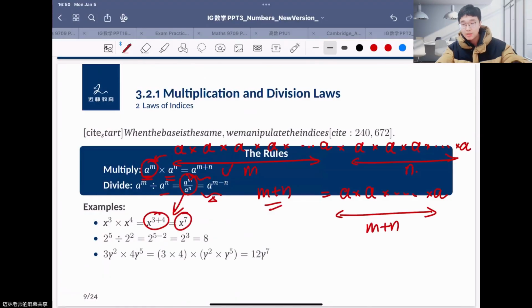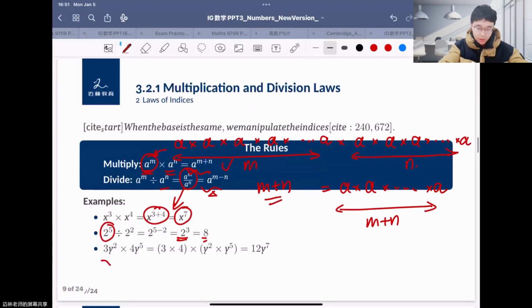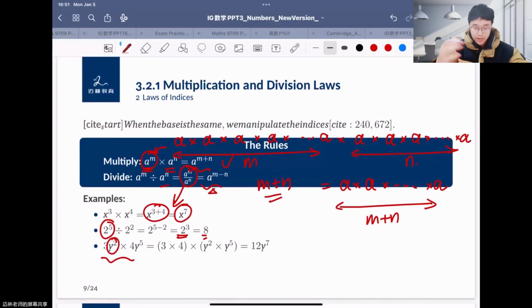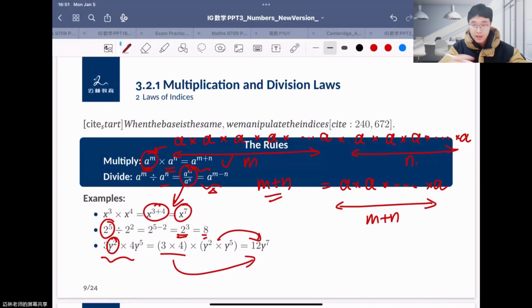We have x^3 times x^4, so the total number of x is 7. So here is x to the seventh, right? And also here, 2^5 over 2 squared, and the answer is 2^(5-2), which is 2 cubed, and that is 8, okay? And for this calculation, you first multiply the coefficients in front: 3 times 4. Then we also multiply y squared times y to the fifth. The answer is 12, and y to the seventh. So the final answer is 12 times y to the seventh.